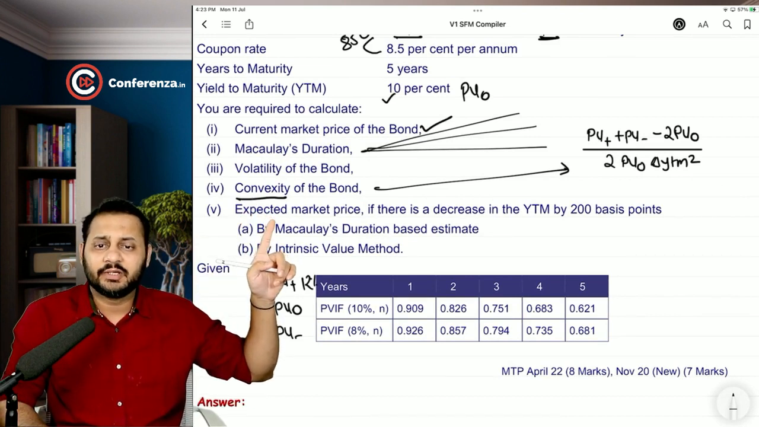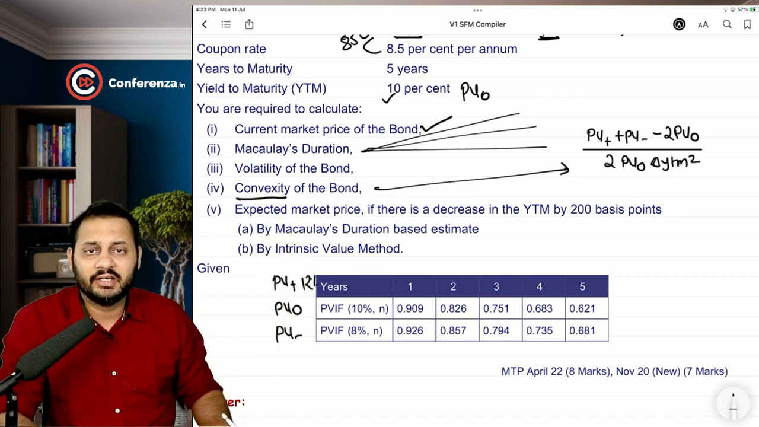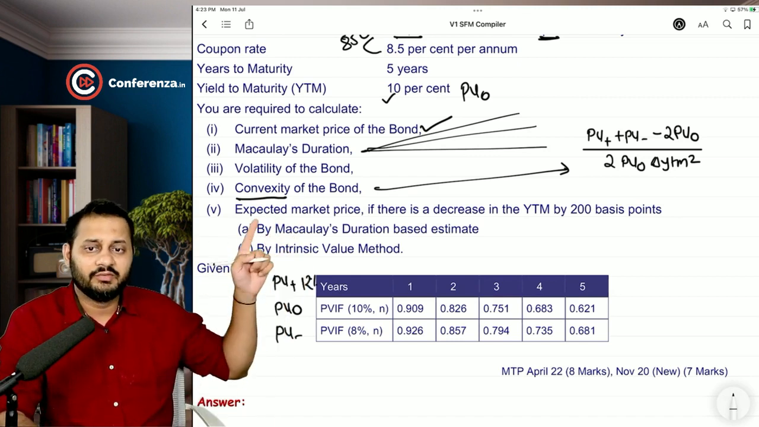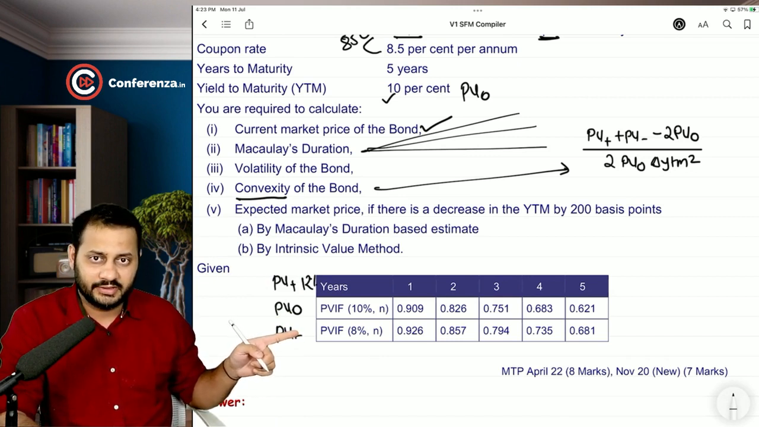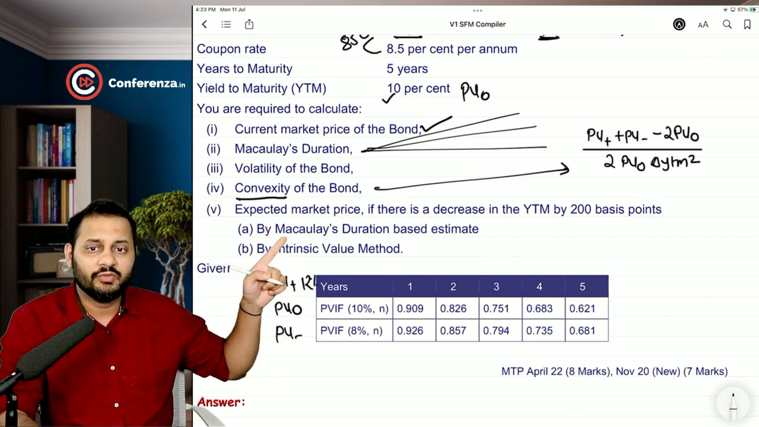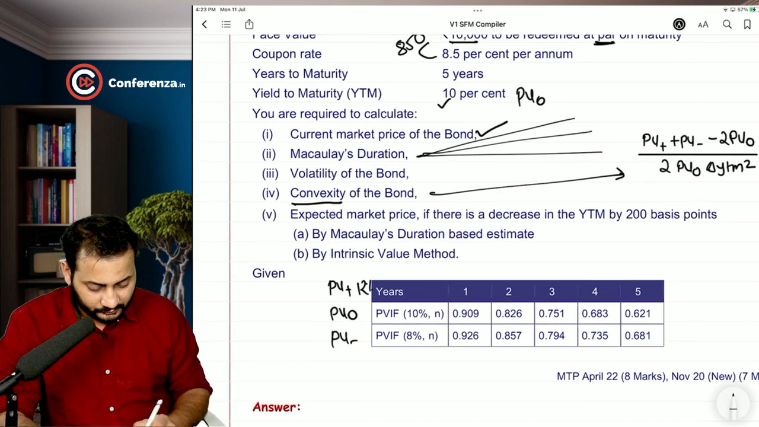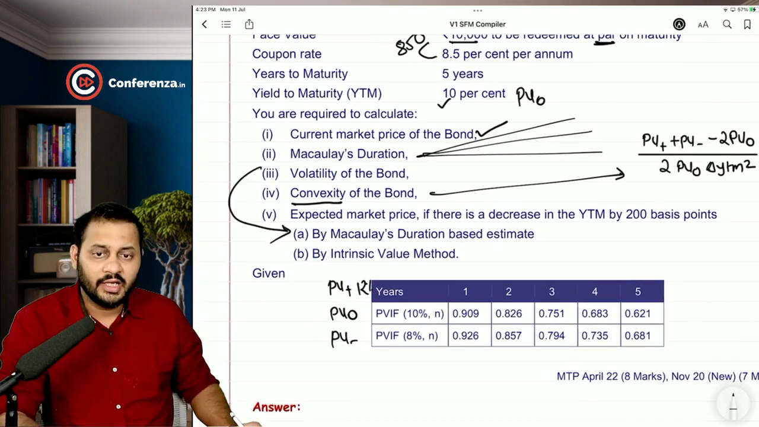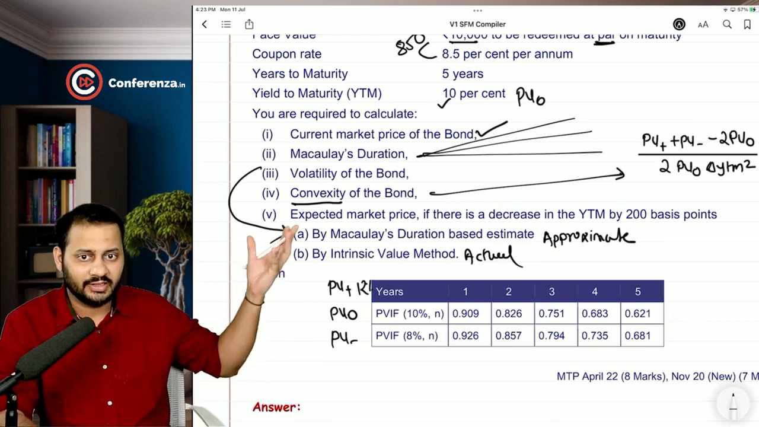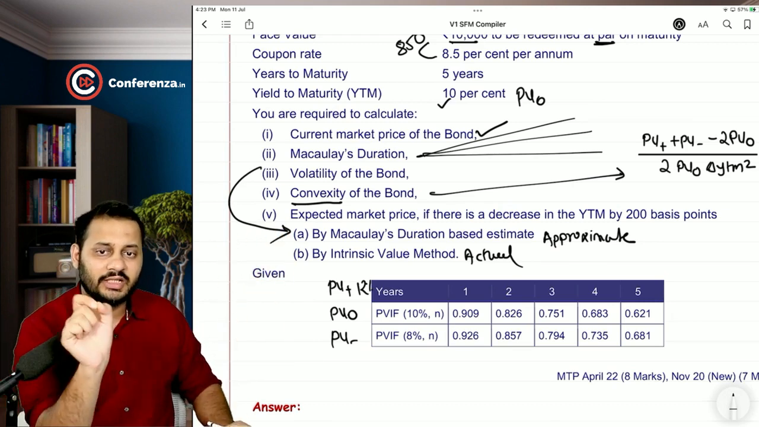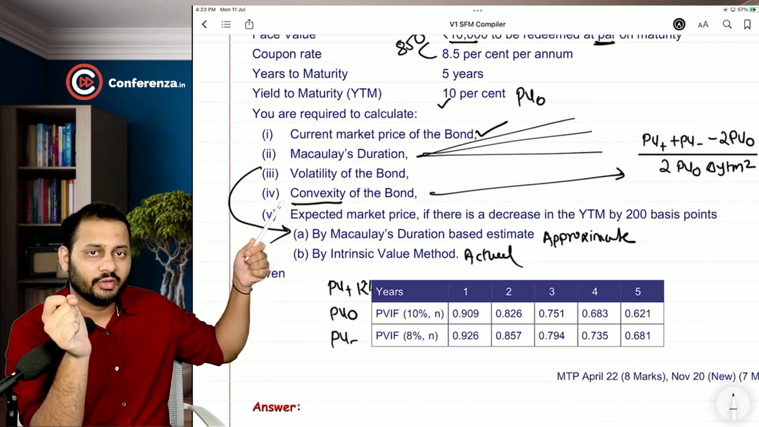The last one is the expected market price if there is a decrease in the YTM by 200 basis points. Now, if there is a decrease in the YTM by 200 basis points, meaning if it goes to 8%, a 2% decrease, what will be the expected market price as per Macaulay's duration? That means this volatility and the actual market price. This will give you the actual answer and this will give you the approximate answer. No need to use the convexity related adjustment in this case. They are not asking us like that. They are just asking us the change in the market price due to convexity.